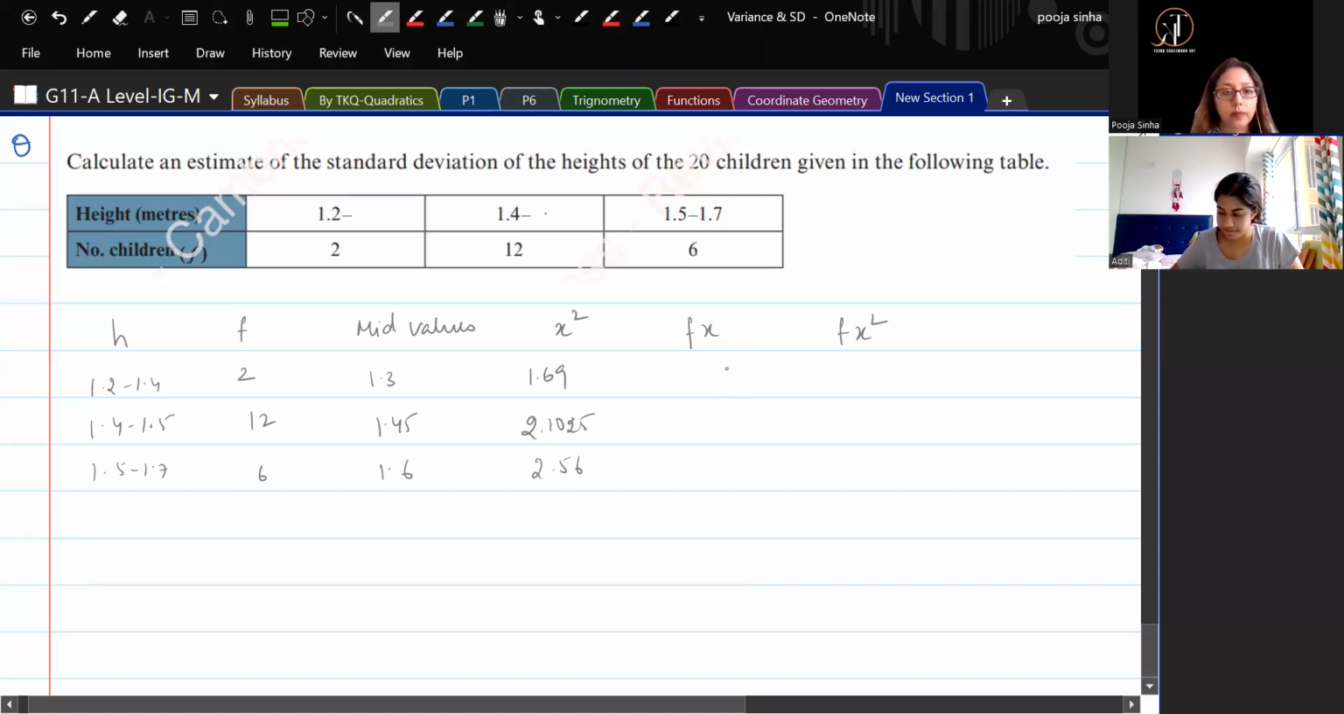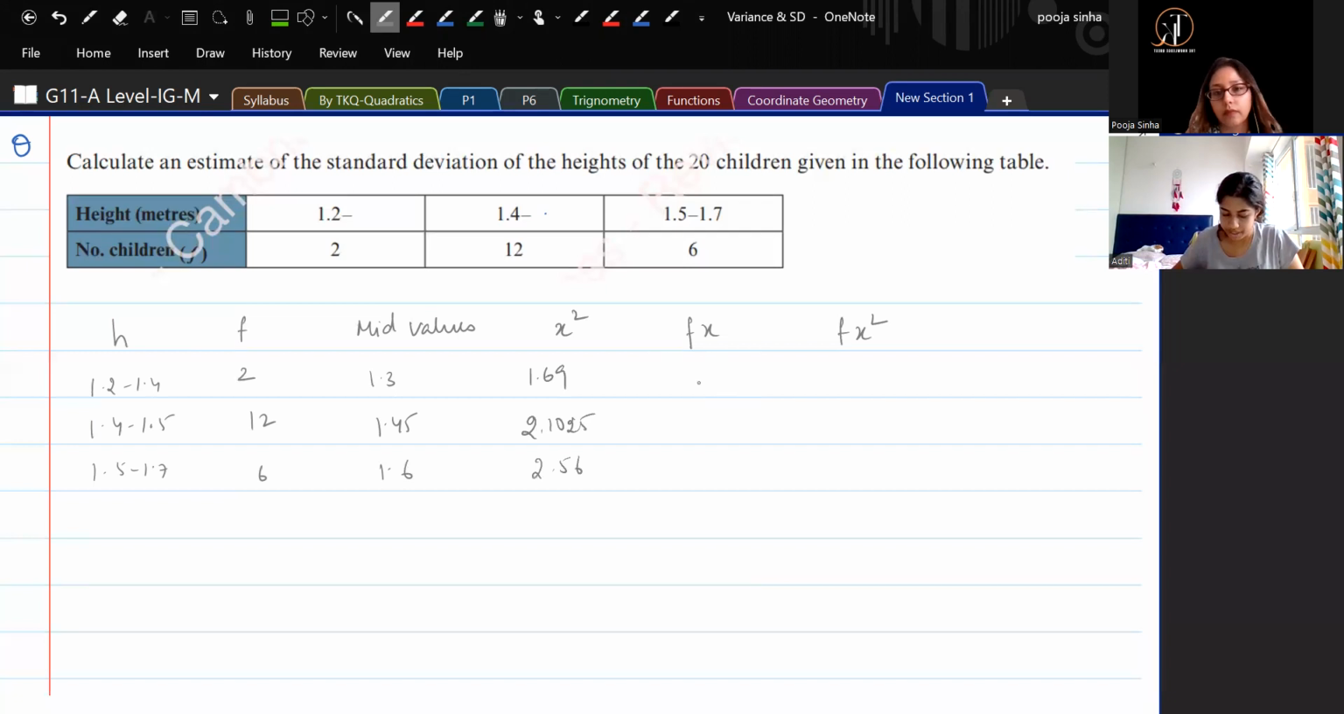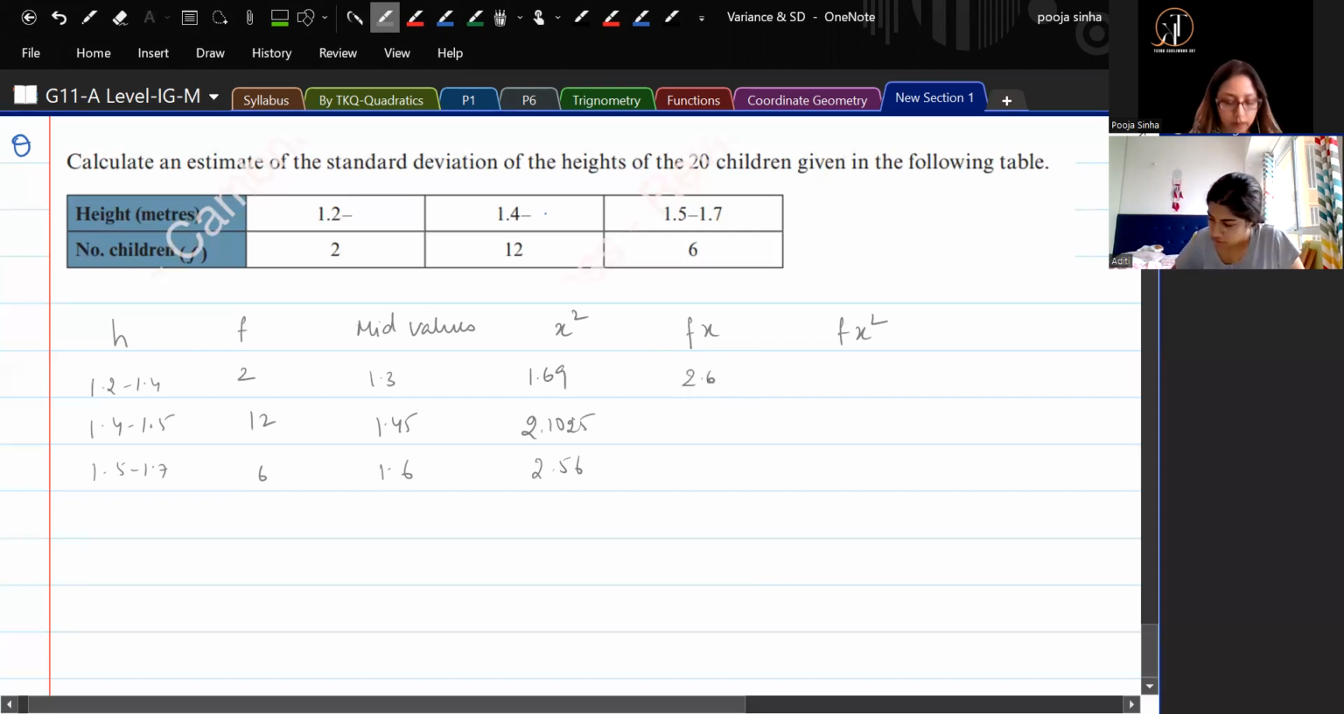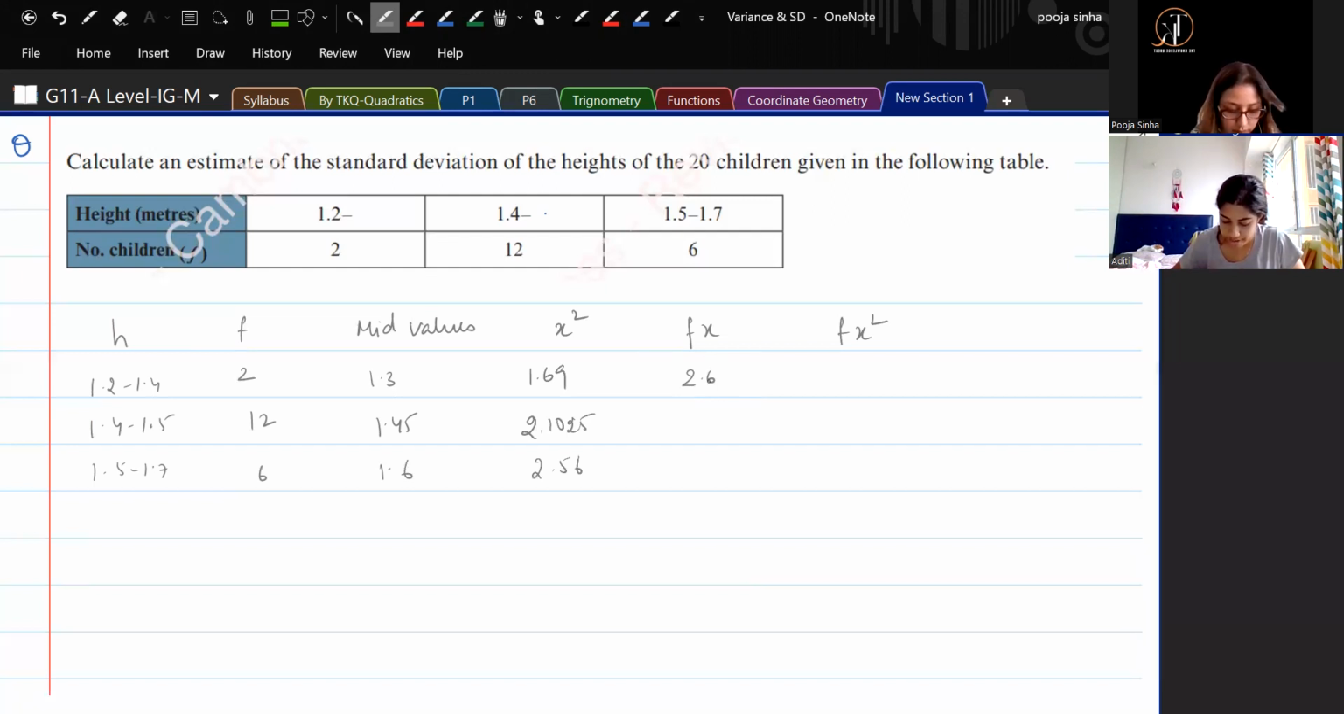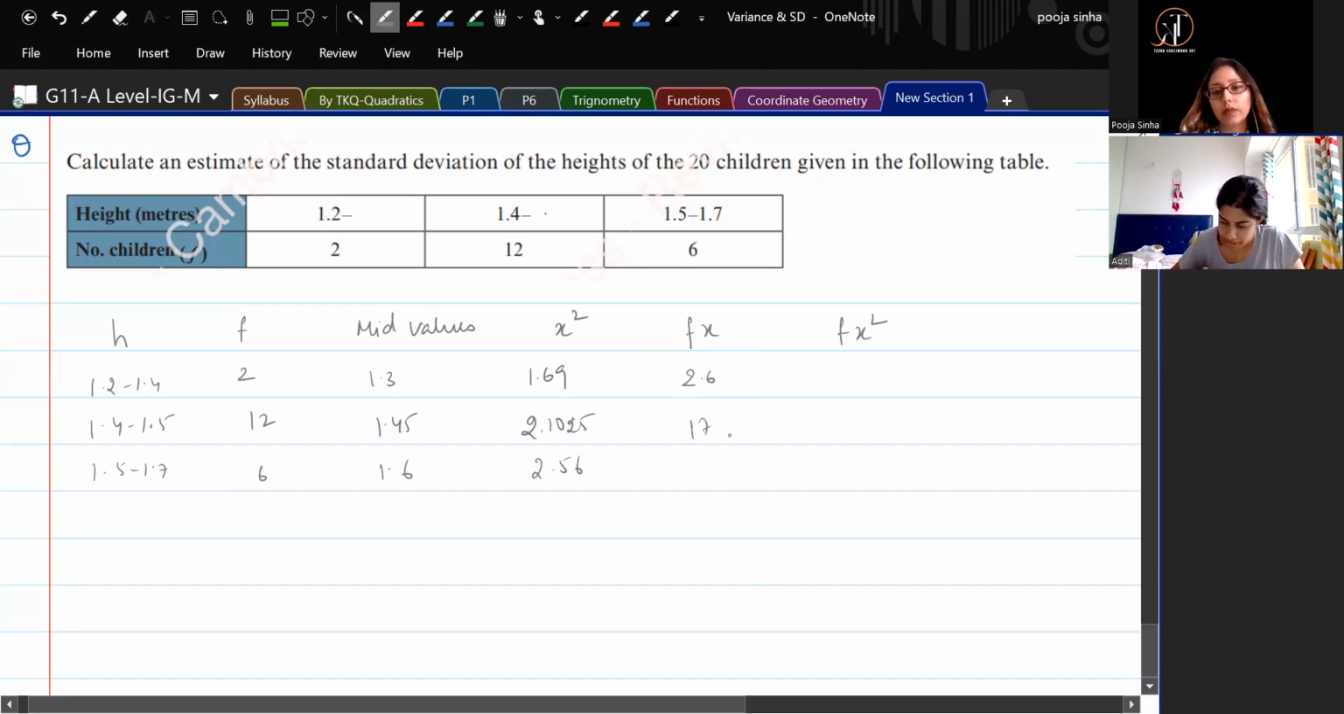fx, right? So give me a moment, I'm just doing that. So 1.3 into 2, which will be 2.6. Then the second will be 1.45 into 12, which is 17.4. Then next is 1.6 into 6, which is 9.6.